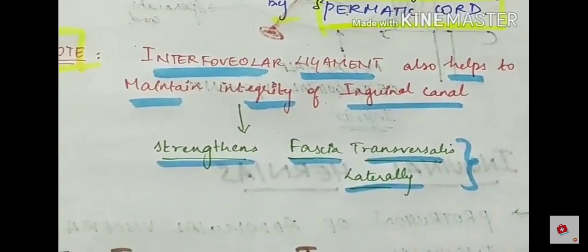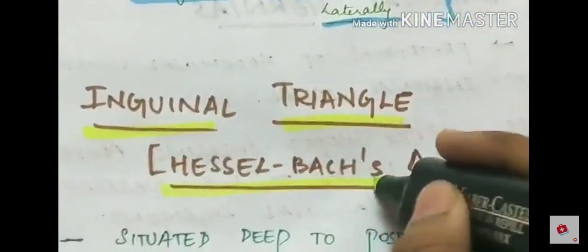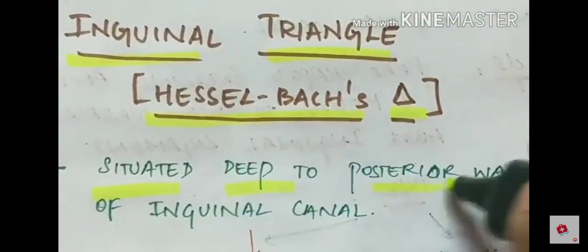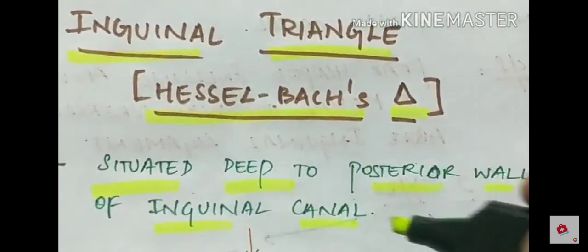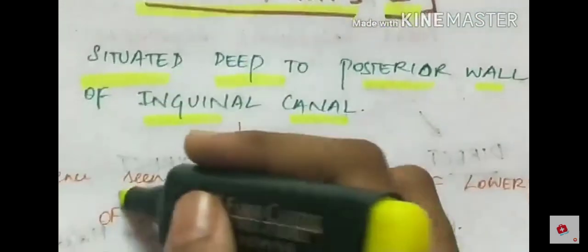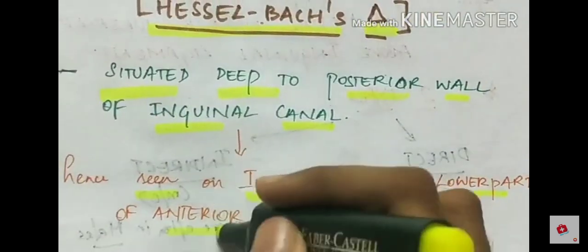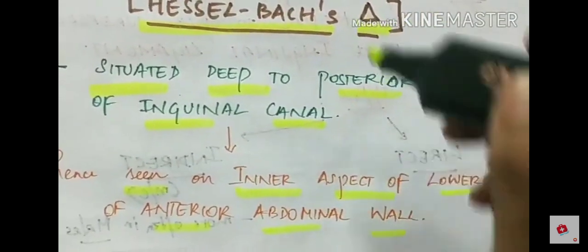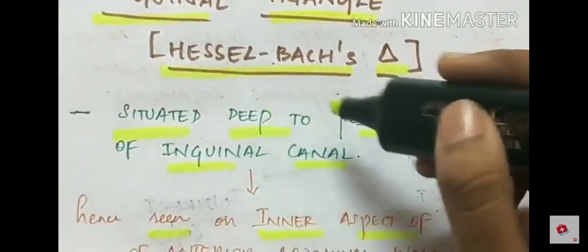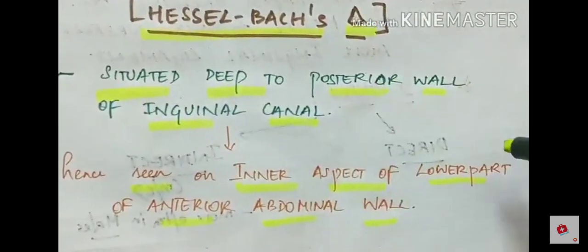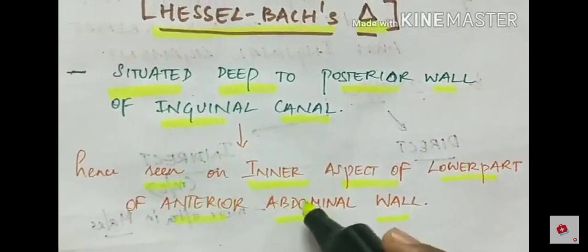Next, let's see about inguinal triangle, also called as Hasselbalch's triangle. This is situated deep to the posterior wall of the inguinal canal. So therefore it is seen on the inner aspect of the lower part of anterior abdominal wall.